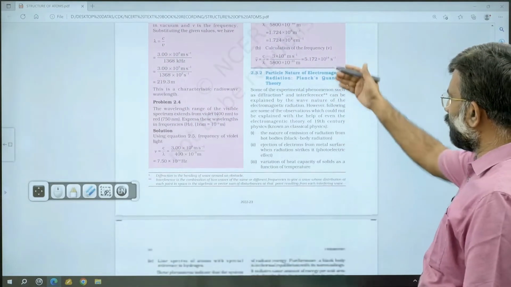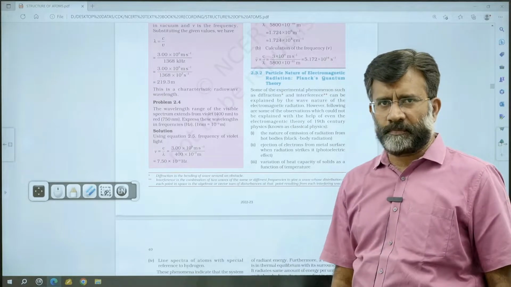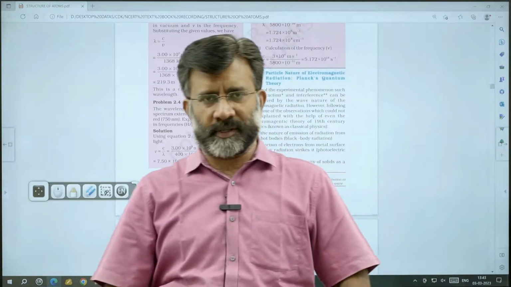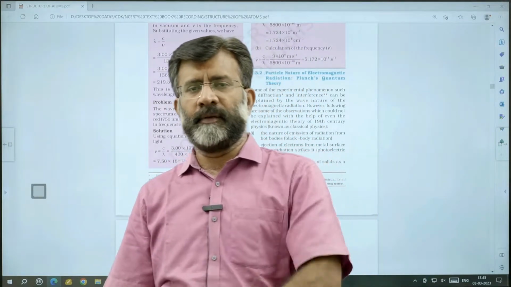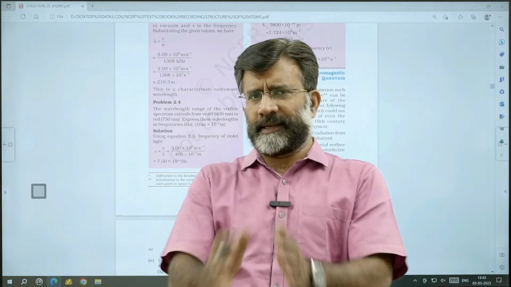Then there is a talk on Planck's quantum theory. You know Planck's quantum theory. It is an idea which came. We had a classical theory.